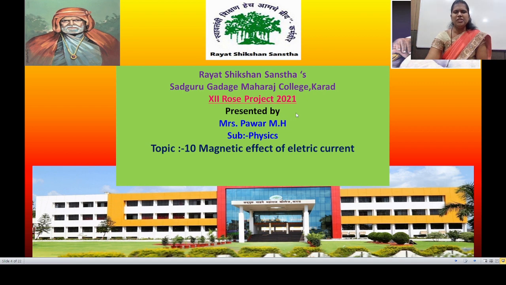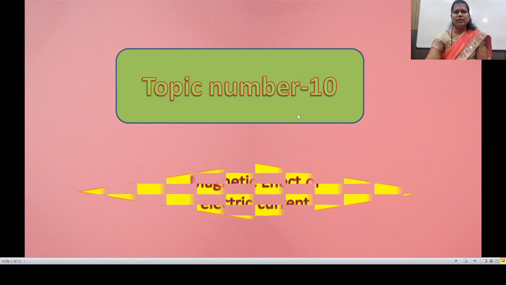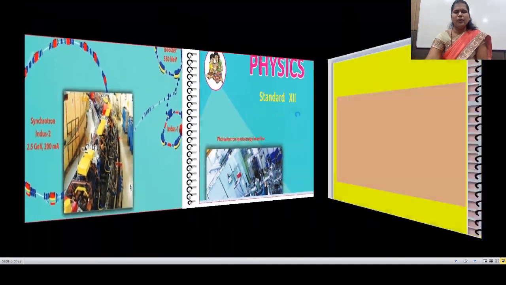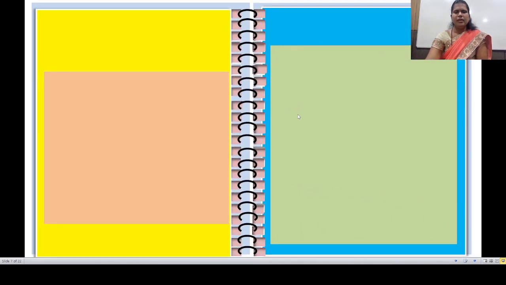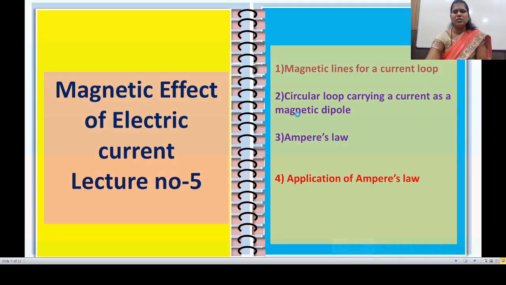My subject is physics. Today we are going to learn topic number 10, magnetic effect of electric current. Already we have seen four lectures of magnetic effect of electric current. Today we are going to take lecture number 5. In this lecture we will see magnetic lines for current loop. Second, circular loop carrying current as magnetic dipole, Ampere's law, and application of Ampere's law.